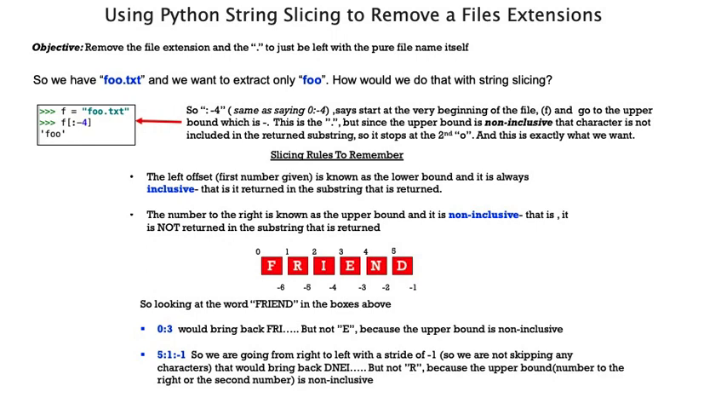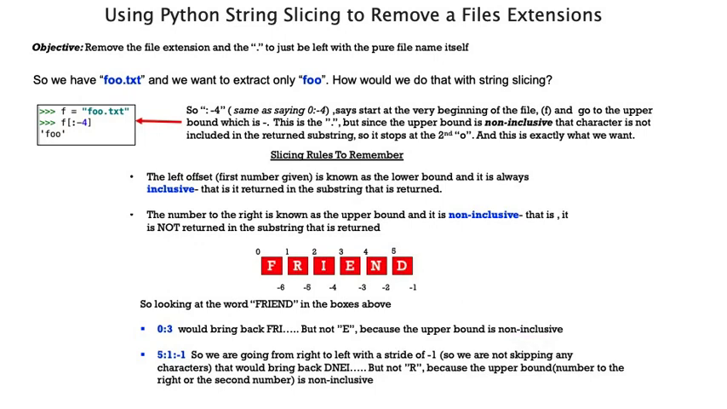So if we look at this word friend, we see here, looking from left to right, 0 is the position that happens for F, 1 for R, 2 for I, 3 for E, 4 for N, and 5 for D. And working backwards, -1 for D, -2 for N, -3 for E, and so on. So looking at the boxes above, 0 through 3 would bring back F, R, I, but not E, because the upper bound is non-inclusive.